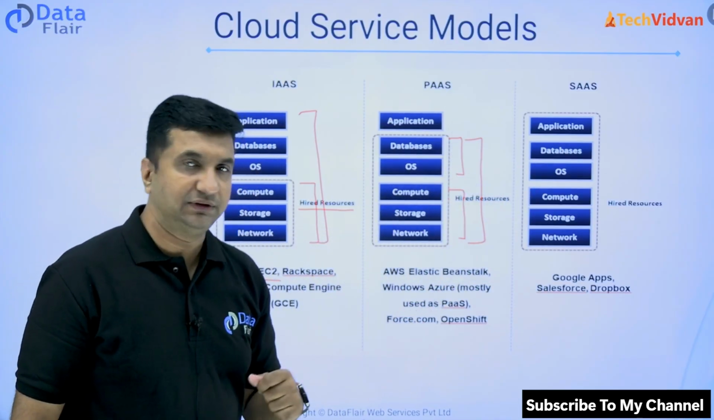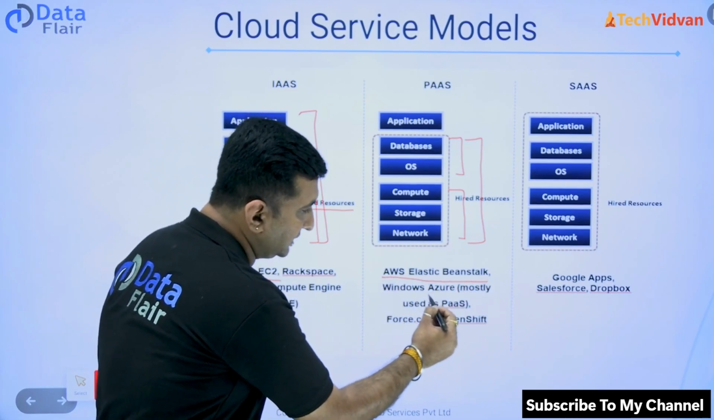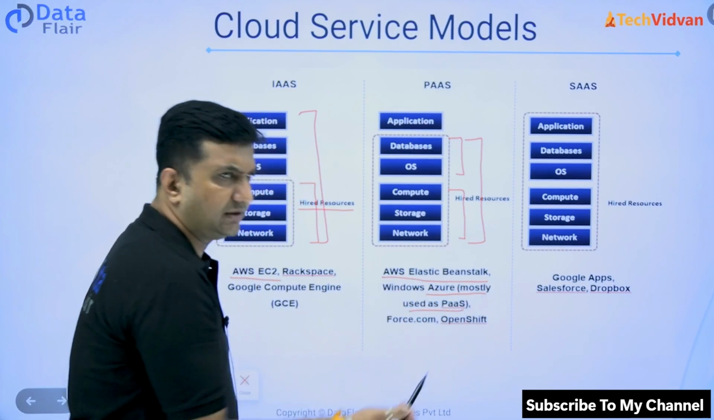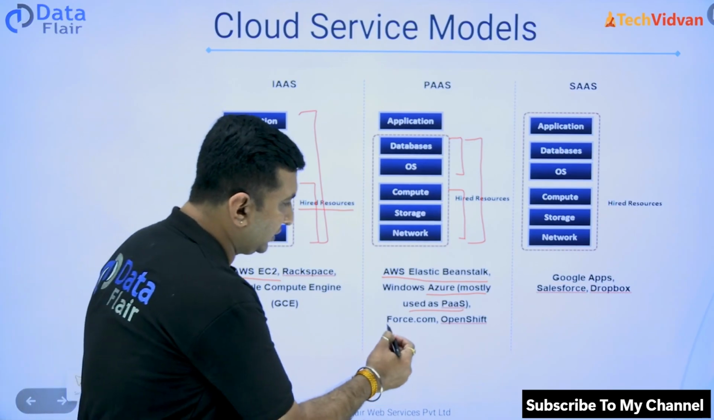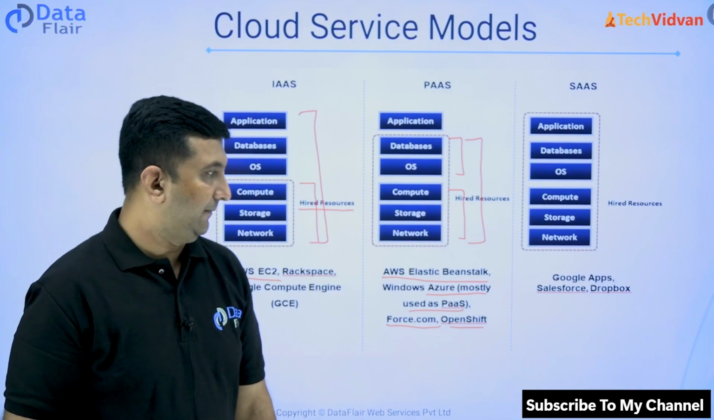Here are some examples. Elastic Beanstalk provided by AWS, Windows Azure mostly used as platform as a service. You can see that, right? Force.com, OpenShift. These are some players in the market.